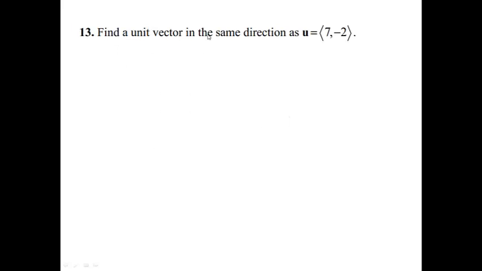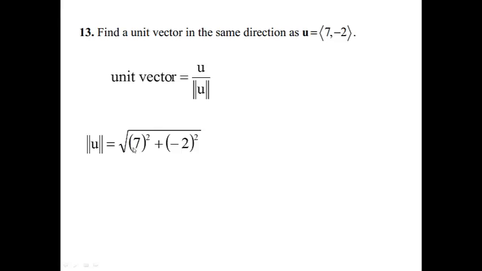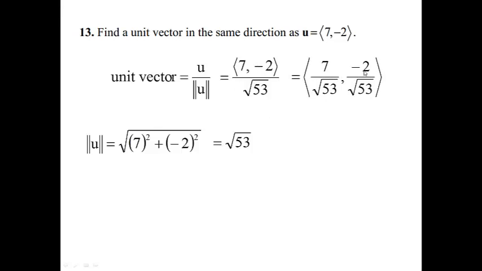Find a unit vector in the same direction as u equal to <7, -2>. The unit vector is the vector u, <7, -2>, over the magnitude. So we have to find the magnitude. The magnitude is the square root of 7 squared plus negative 2 squared, which is root 53. Then that means my u over root 53. Just separate them into two portions, the horizontal and the vertical portion. This is a fine answer for this kind of work. Or if you want to make it real pretty, get rid of the square root in the denominator.